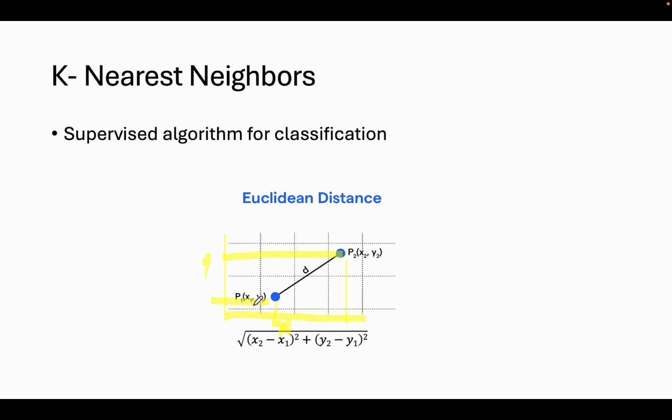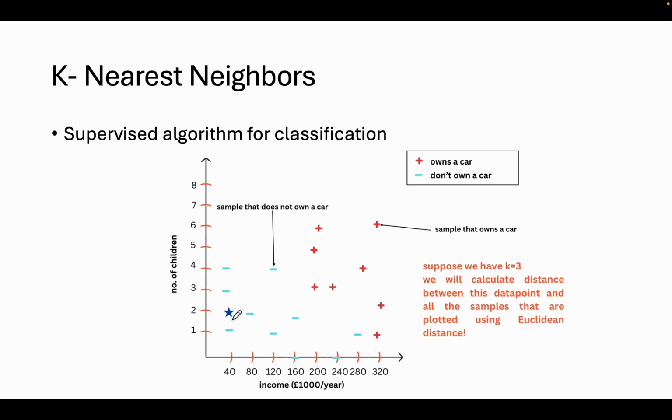And we have these values. For example, for this point, we have x1 and y1, and for this point, we have x2 and y2. To calculate Euclidean distance, this is the formula basically, where we subtract x2 from x1 and y2 from y1, and then we take the square of it and put it into a square root. So this is generally the formula of Euclidean distance. It helps us to calculate the distance between this sample and all these samples, and then we have to select the ones that are closest to us.